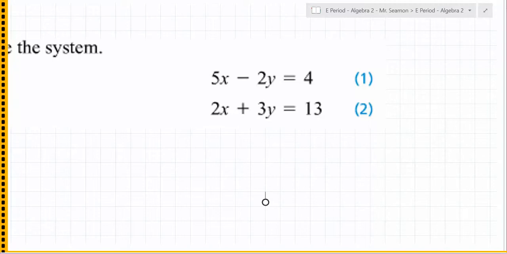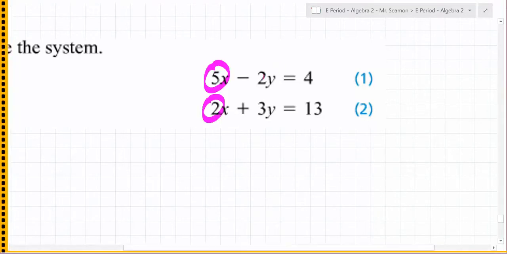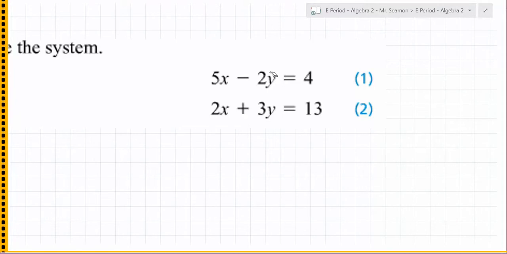3 is the coefficient of y. You have 5 and 2, negative 2 and 3. Are any of those opposites of one another? Meaning, are the coefficients of x the same as, are they opposites of one another? Are 5 and 2 opposites of one another? No. What about negative 2 and 3? Are they opposites of one another? No, they are not.